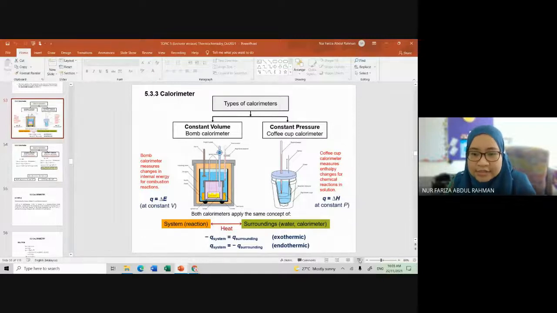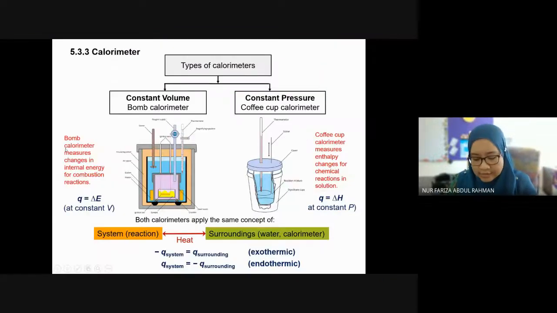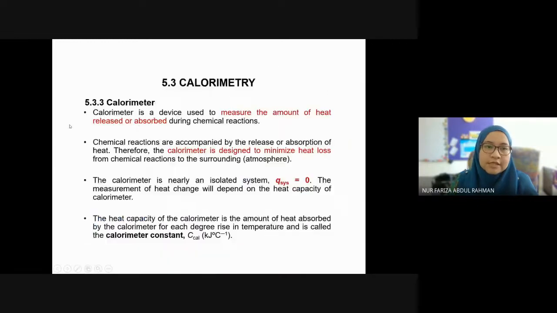Last week's lecture, okay, the last subtopic that we discussed was calorimetry. For calorimetry, we use a device to measure the heat absorbed or the heat released by the reaction.